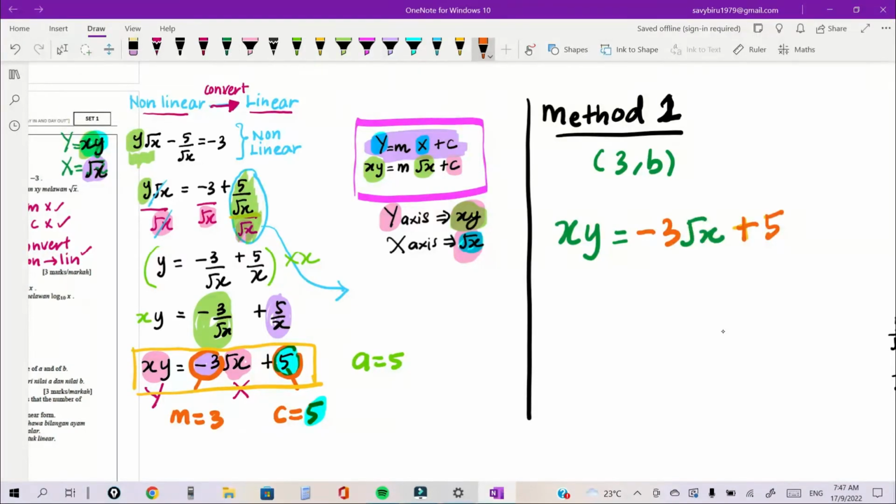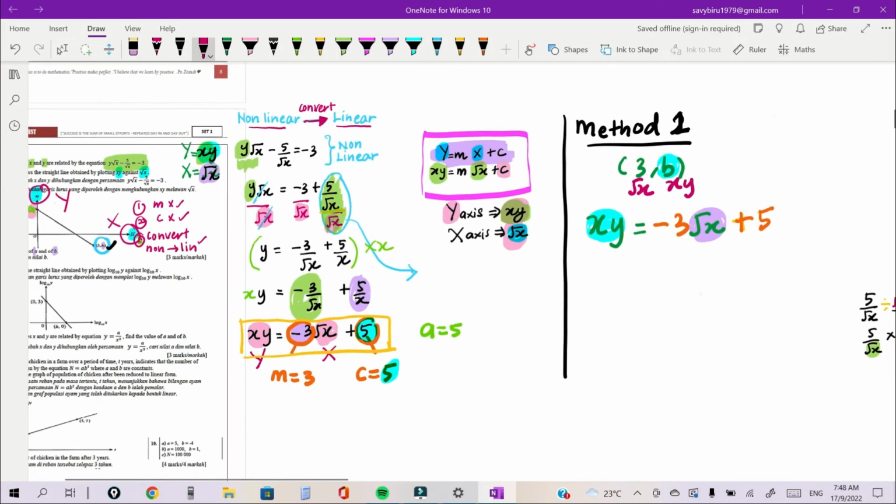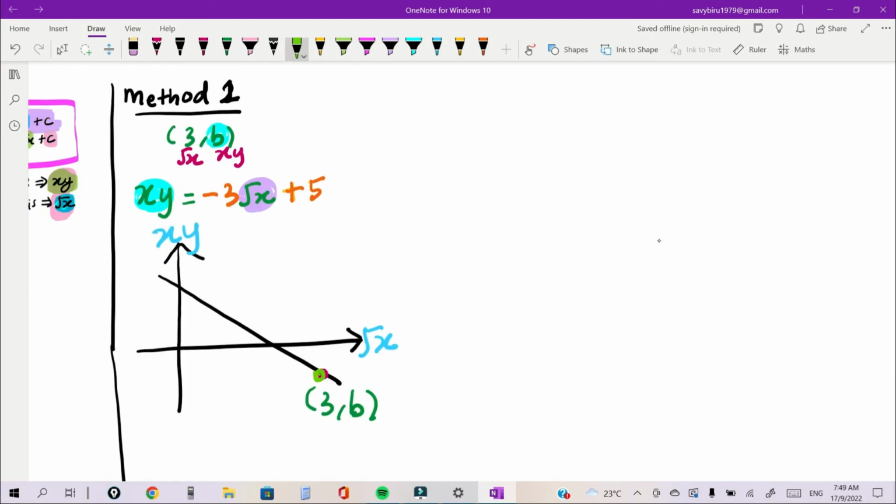So 3 is actually the x coordinate, where now we have sec x term on the x-axis, and b is actually the y coordinate. Where the y-axis right now is represented by the term xy. Okay, so this is the point 3b. Okay, you kena faham 3 tu dekat sini.